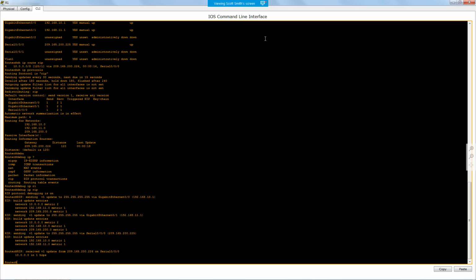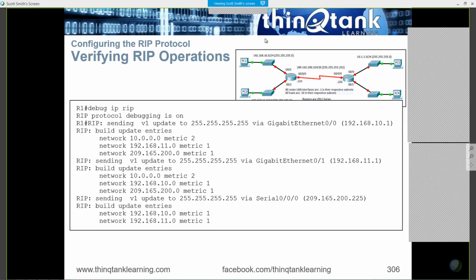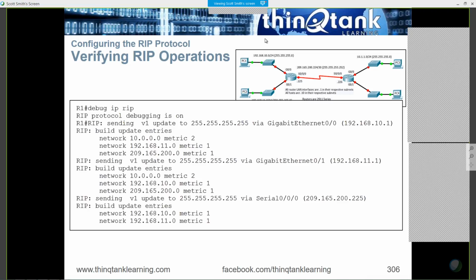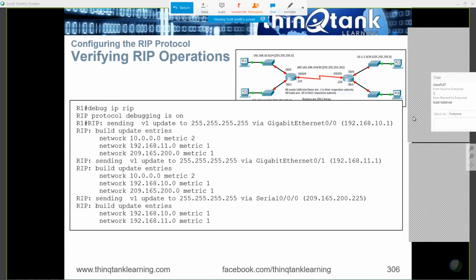The nice thing about this debug is it shows us the version of RIP that we're running. It shows us which interfaces are sending and receiving RIP updates. It even gives us the metric information. Look at the second block in this list here. Why is the metric 2 for the 10.0.0.0 subnet?